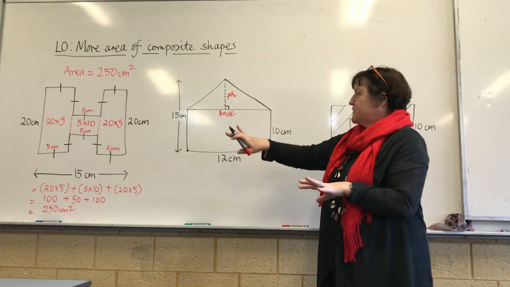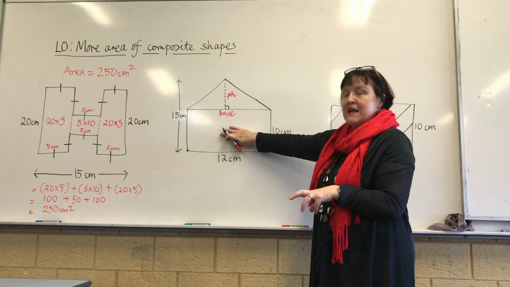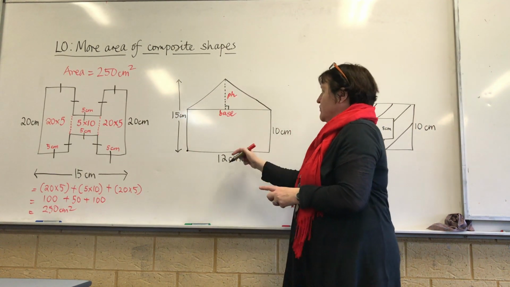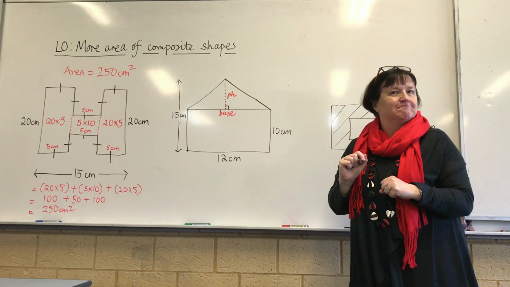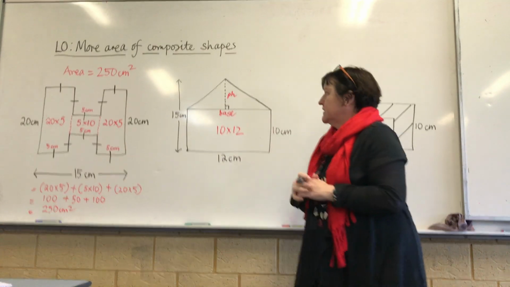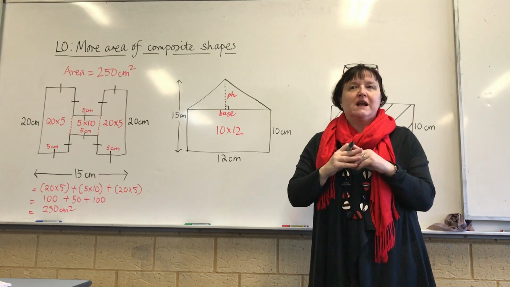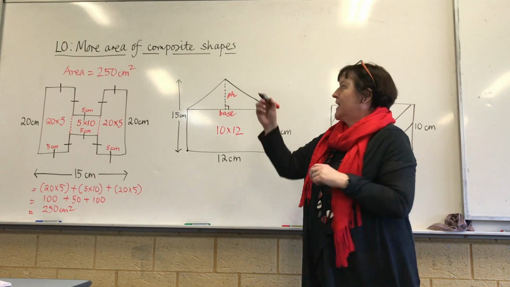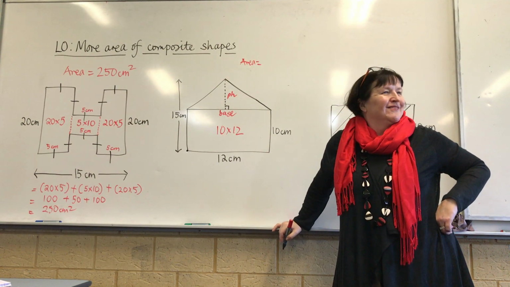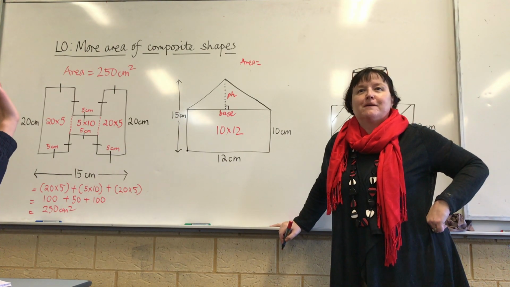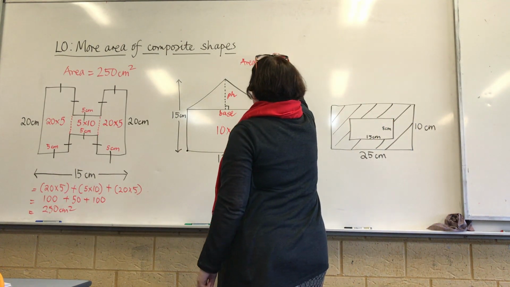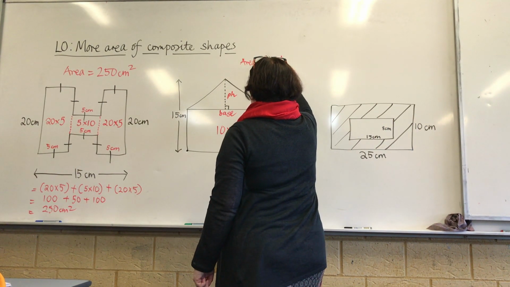So, what we've got to do then, we've got to find the area of the rectangle and add it to the area of the triangle, and that will give you the area of the whole shape. So, what are the dimensions of the rectangle? 10 by 12 or 12 by 10, that's right. Now, what's the formula for the area of a triangle? Ariana. Base times perpendicular height divided by 2. That's right.